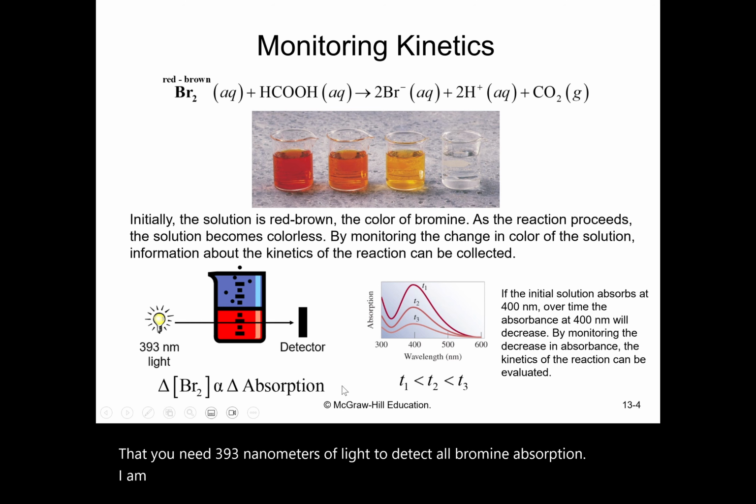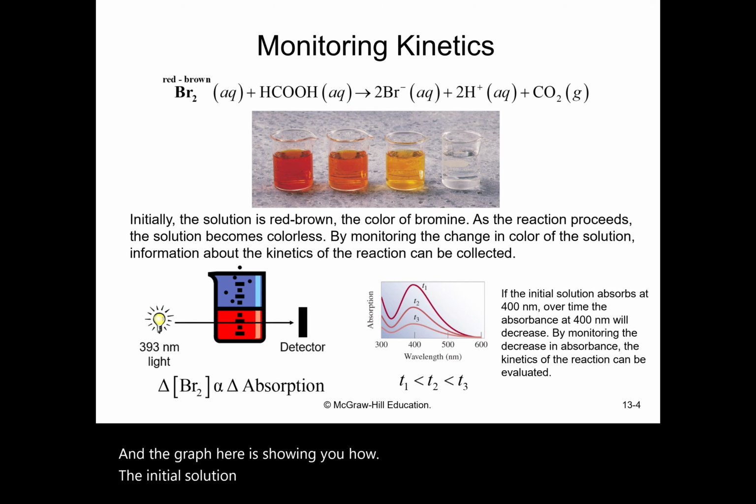And the graph here is showing you how the initial solution absorbs at 400 nanometers, and over time it's going to decrease. So your T1 is the lowest, and then the T2 is a little bit higher, and then the T3 is the highest.